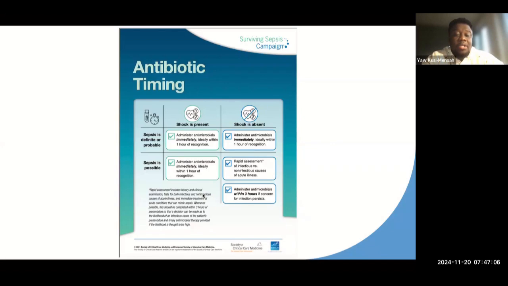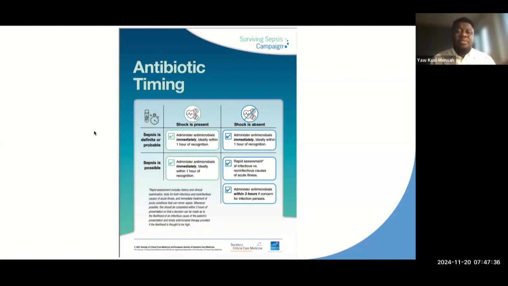So when it comes to the antibiotics, you want to know when to start. If you have a high index of suspicion that the patient has sepsis, you've gone through the criteria, it's very likely the patient has sepsis and the patient is in shock, by all means, within an hour, you need to start your antibiotics. And I'll talk about what antibiotics you start in a minute. If you suspect that they really have sepsis, but shock is absent, the guidelines say that again you need to start your antibiotics within an hour.